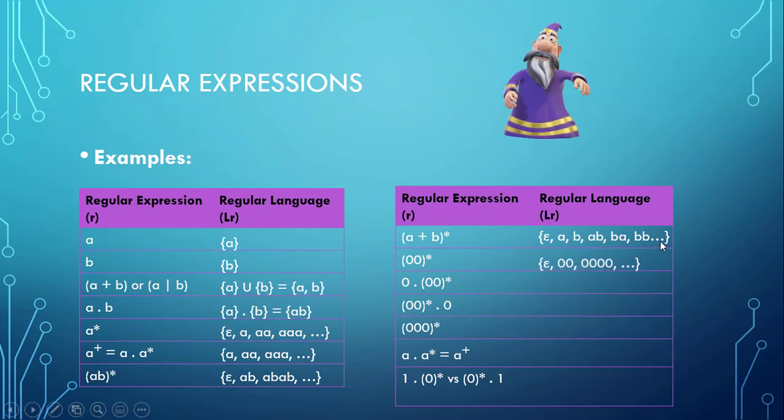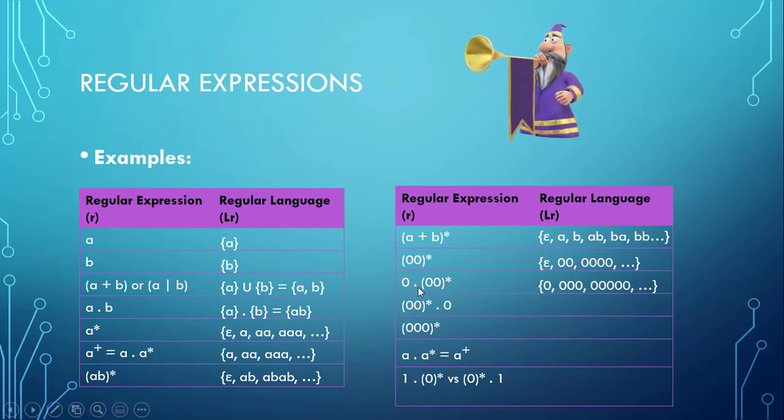For 00 star we will get epsilon, 00, that is multiples of 2. So here it will be starting with 0, 2, 4, 6, 8 and so on. That is even numbers of zeros; the regular expression for generating even zeros will be 00 star. Next is generating odd numbers of zeros. So here we will have 0.00 star which will generate 1, 3, 5, 7 and so on number of zeros.